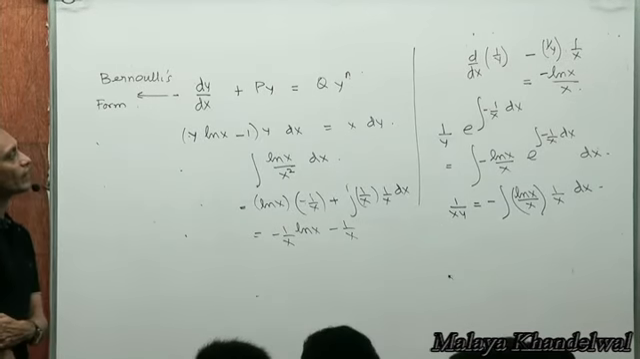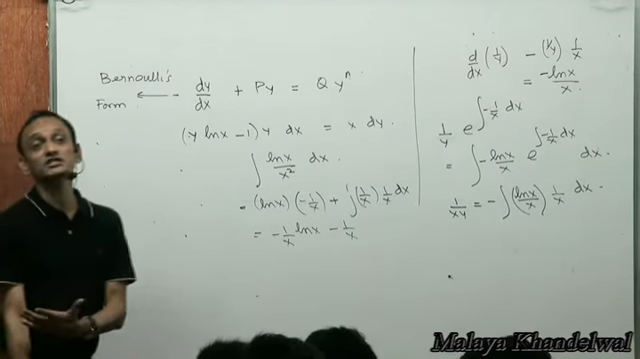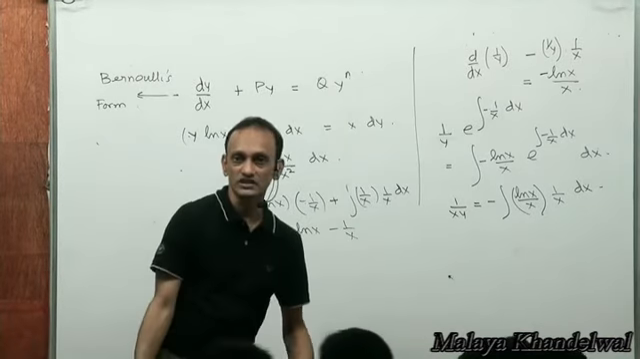So this is what happens. So this is essentially then Bernoulli's form. This is Bernoulli's form. Clear?